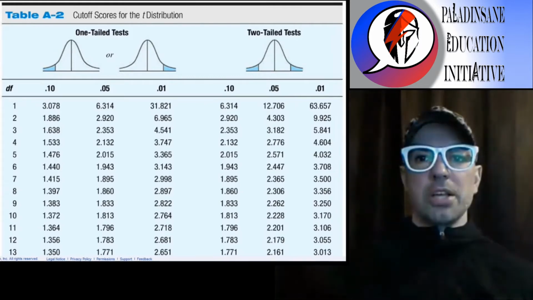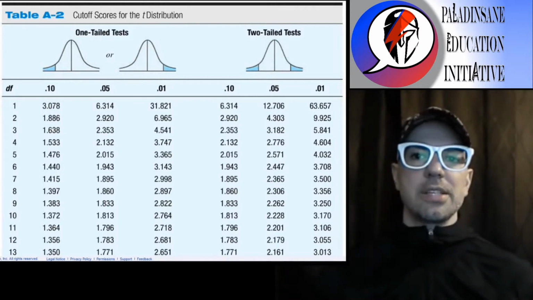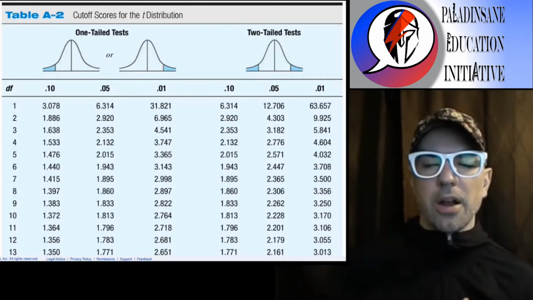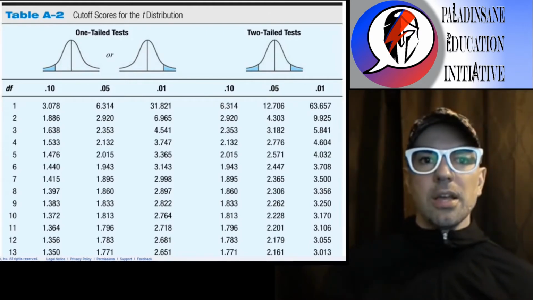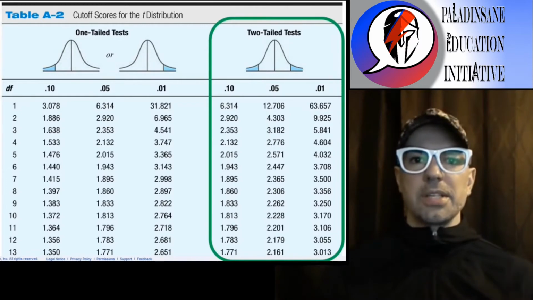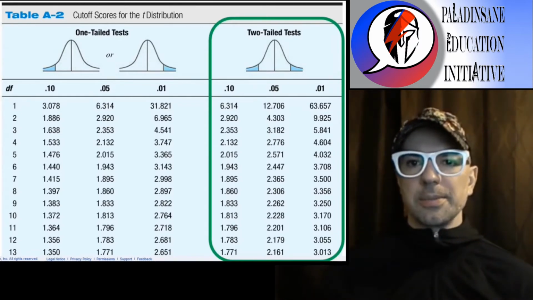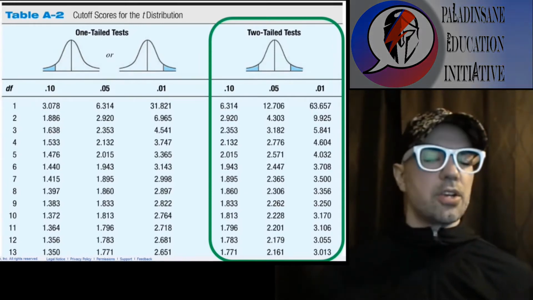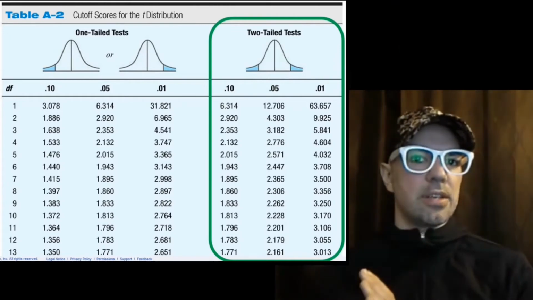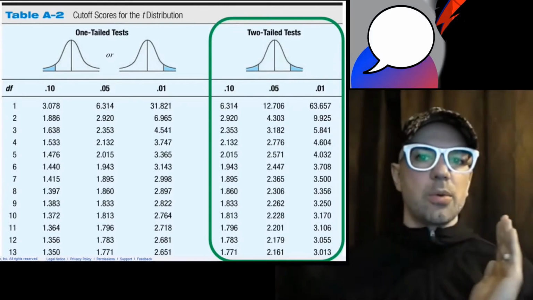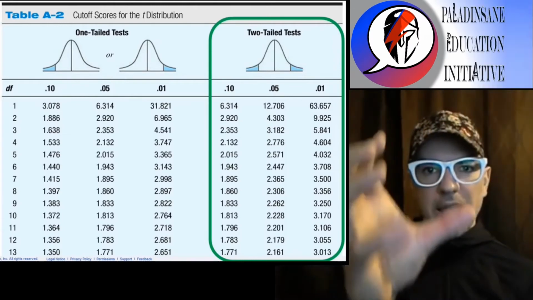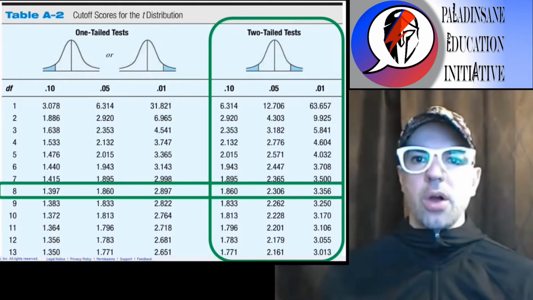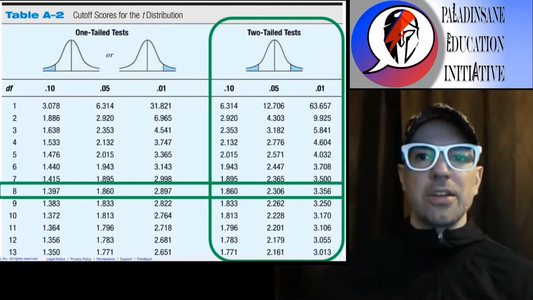The first piece of information you need is to know: is this a one-tailed or a two-tailed test? For our experiment with Harlow's monkeys, we're using a two-tailed test. So we're going to concentrate on the area of the table dedicated to two-tailed tests. The next piece of information is the degrees of freedom. We have 9 monkeys in our study. 9 minus 1 equals 8 degrees of freedom. So we stay in the two-tailed area of the table and concentrate on the row for 8 degrees of freedom.